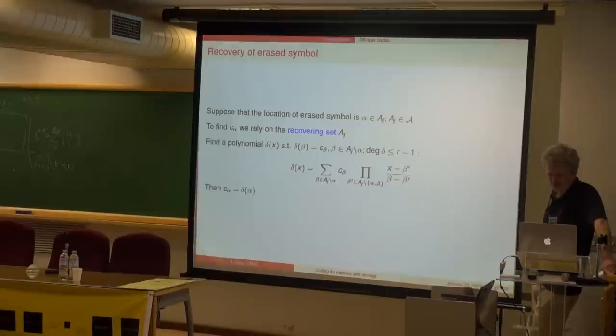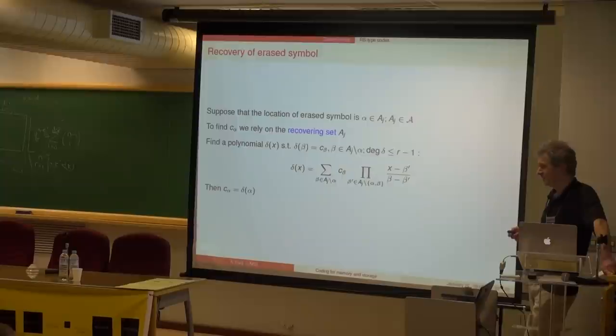So how do we recover the erased symbol? Well, as we said, we interpolate a low-degree polynomial. We take the recovering set A_j for a lost symbol, and find the polynomial that goes through all the points of the set A_j except the lost point, the failed drive. The degree, therefore: there are r plus 1 points in total, 1 is erased, there are r points left, so the degree is r minus 1. And explicitly, if we want to write it, there is this Lagrange interpolation. So we get the expression.